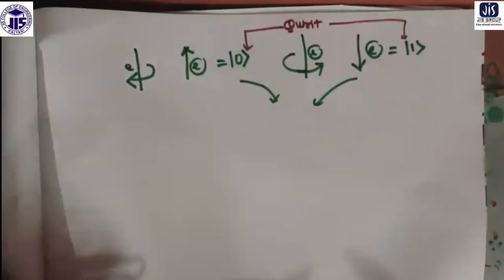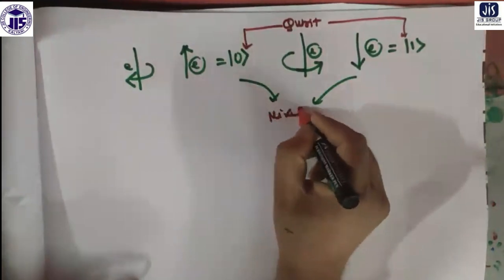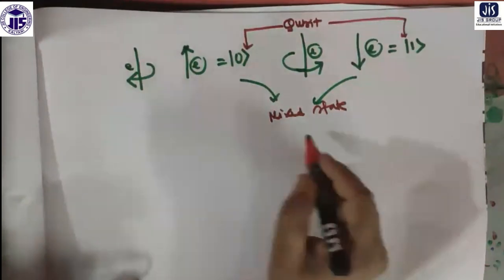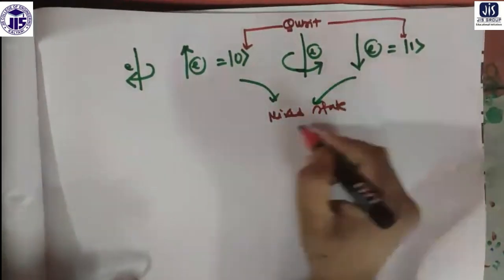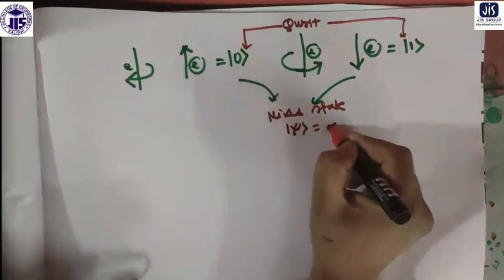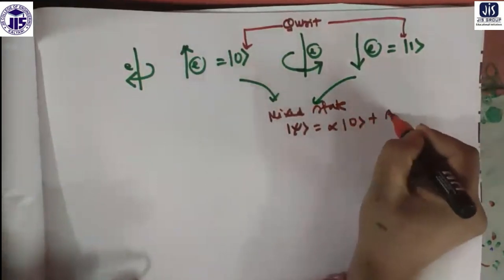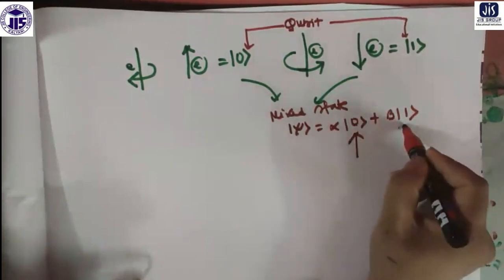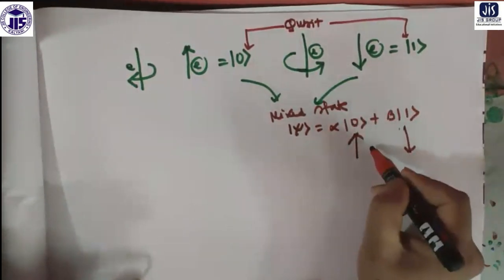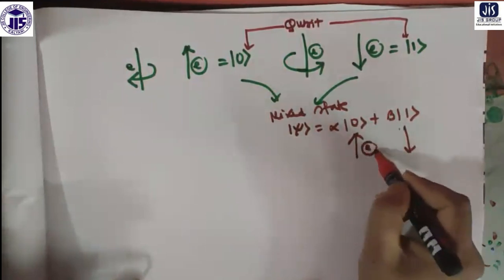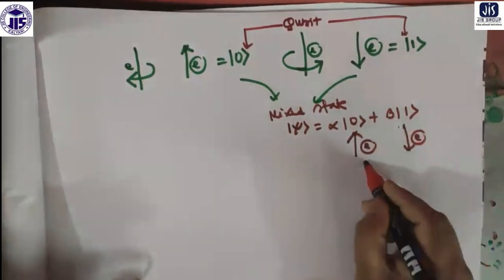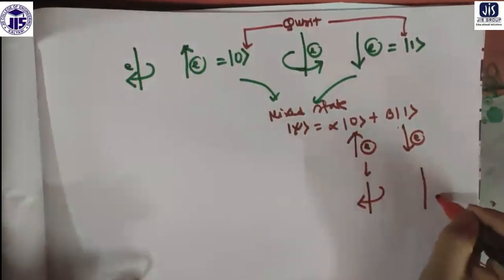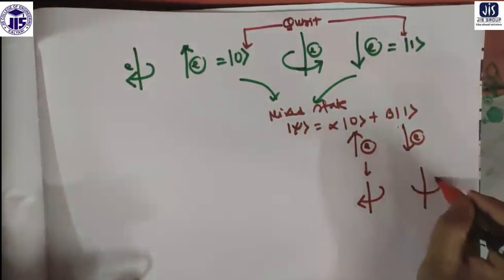How? That is the question. How do you generate the mixed quantum mechanical state? If you think in terms of the mixed state psi equal to alpha 0 plus beta 1, this 0 is the up spin, this 1 is the spin down state of the electron. So 0 means the electron is moving maybe this way, and 1 means the electron may be moving in the opposite way.